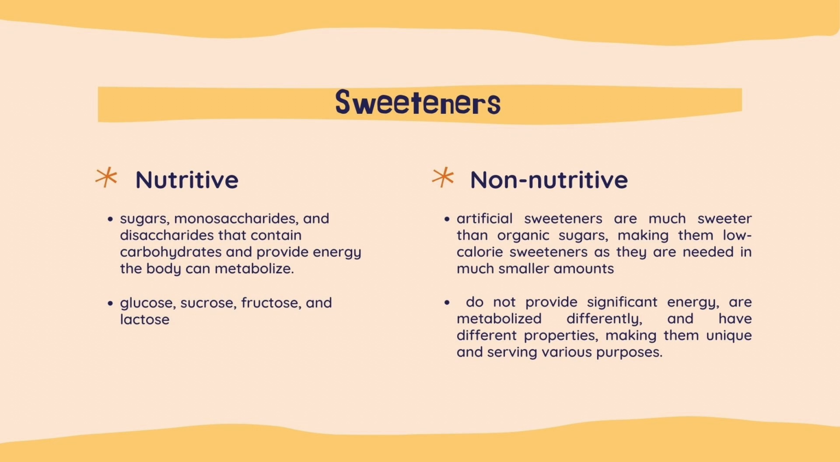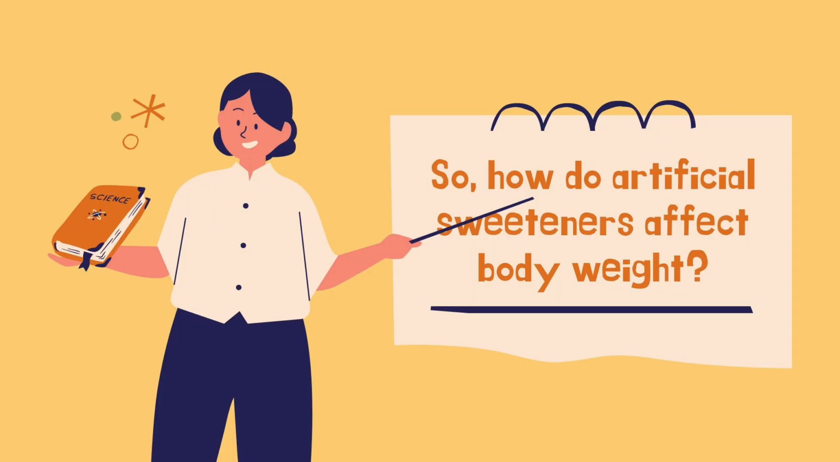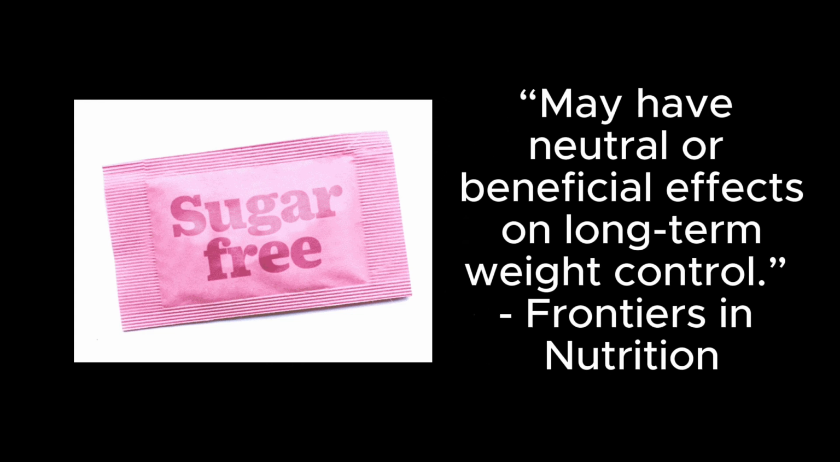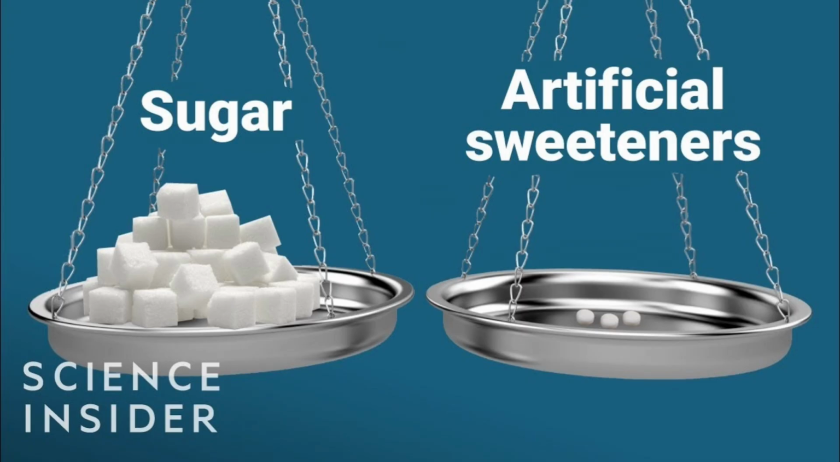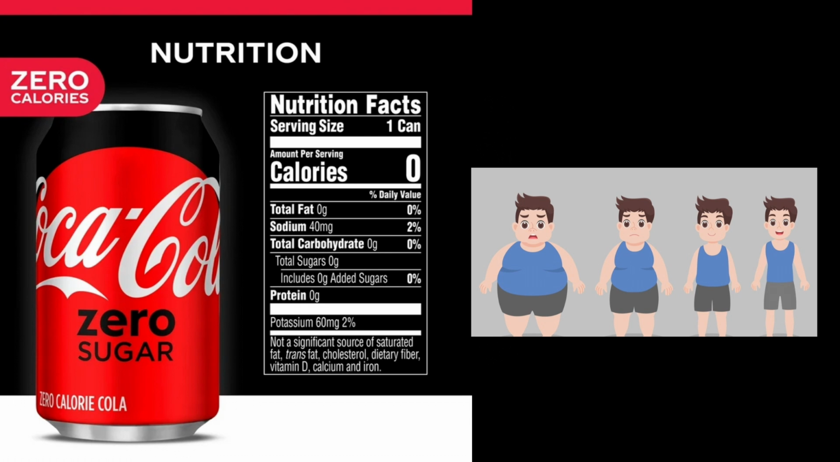According to a study by Frontiers in Nutrition, artificial sweeteners do not provide significant energy, are metabolized differently, and have different properties, making them unique and serving different purposes. So, how do artificial sweeteners affect body weight? Various studies, such as one by Frontiers in Nutrition, have shown that artificial sweeteners may have neutral or beneficial effects on long-term weight control, which suggests that it could be a good alternative to sugar and aid in weight loss due to its low-calorie content.